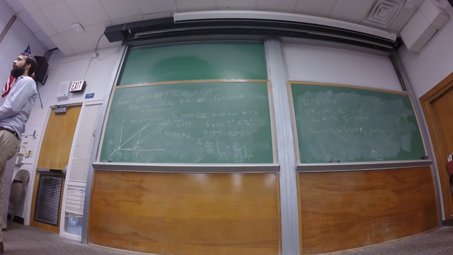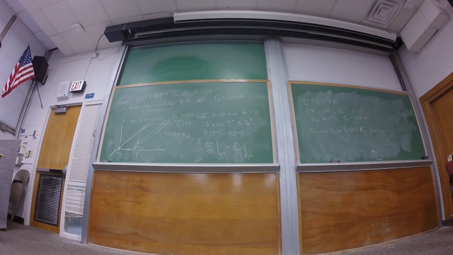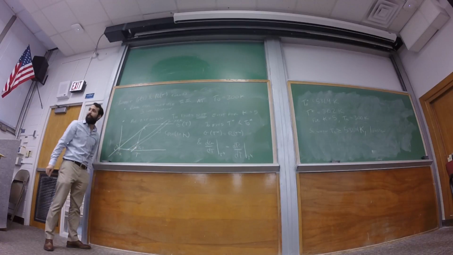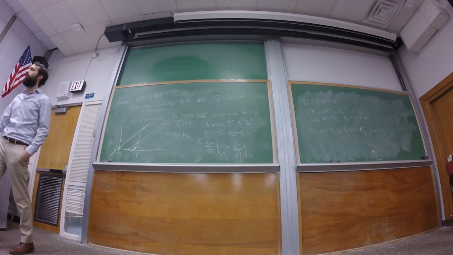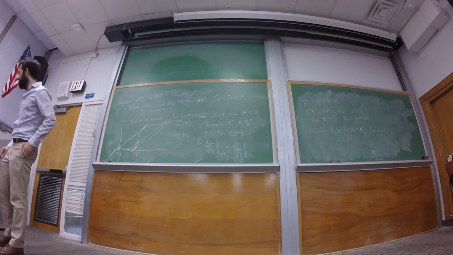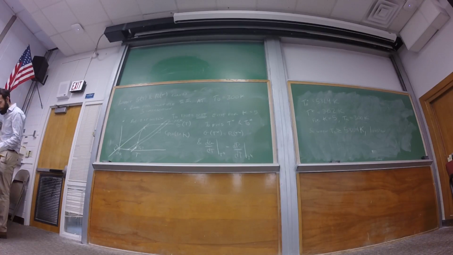Yeah? I understand how we get T star. How do you solve for T? Oh, you just plug it in. If I'm here, and I know that I have a straight line, right? So how is your T not greater than your T star? I think it's a typo. Just double check. What was the heat of reaction for this problem?